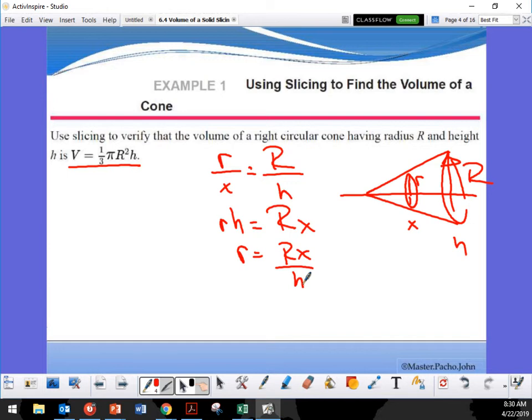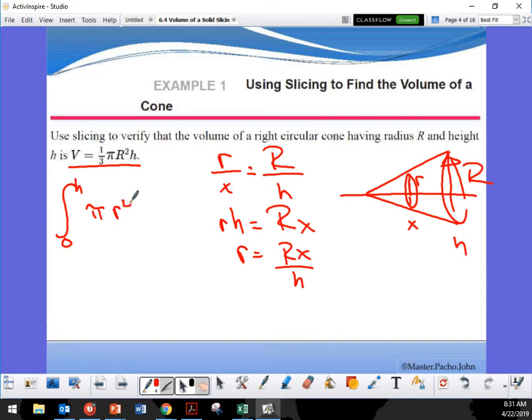Okay, so we're gonna do the same thing that we did a minute ago. So what I just said, that I have my integral from where to where, from 0 to whatever my h is, right? 0 to h. Because that's going to be the height. And it's going to be the area. What's the area of my circle? pi r squared, right? So it's going to be pi r squared.